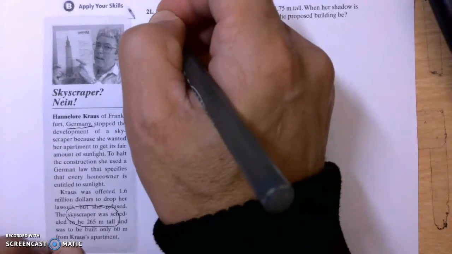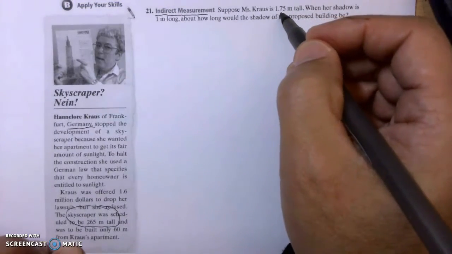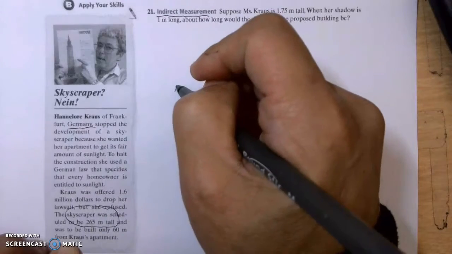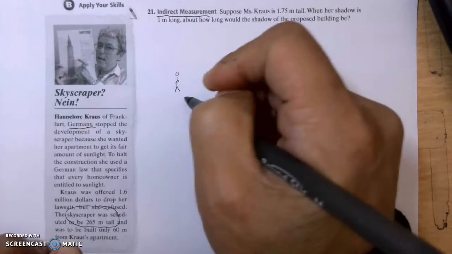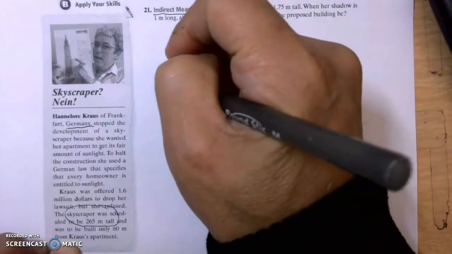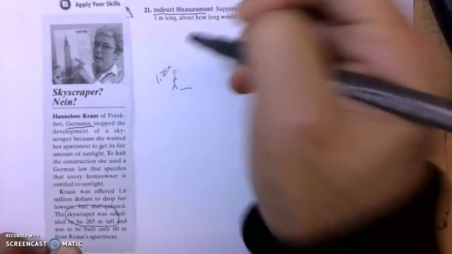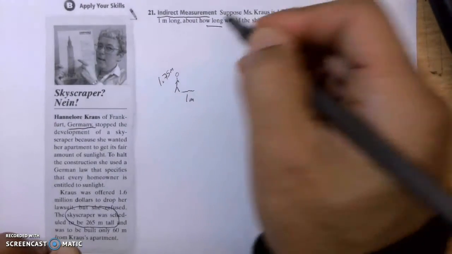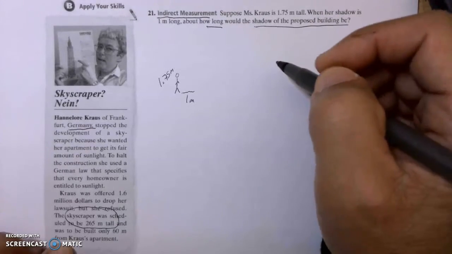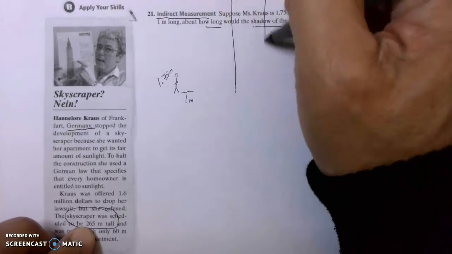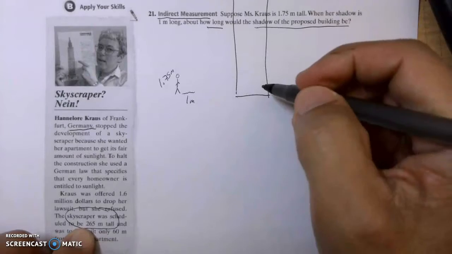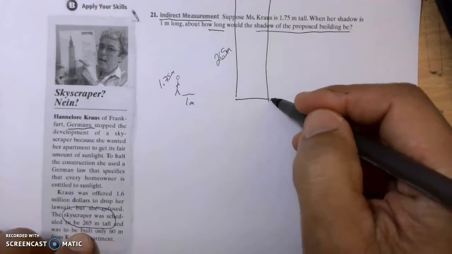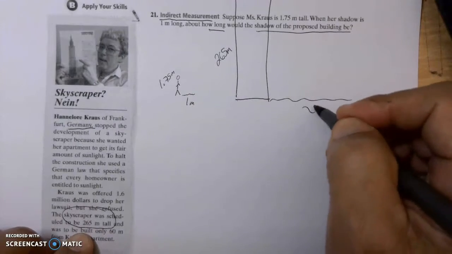Well, here's the question now. Indirect measurement. Suppose Mrs. Klaus is 1.75 meters tall. So here's Mrs. Klaus, and she has a shadow. Now she is 1.75 meters, and the shadow is 1 meter long. How long would the shadow of the proposed building be? Well, there's a building here, and this building is 265 meters high. So the question is, how long is this shadow here? And that will be X.